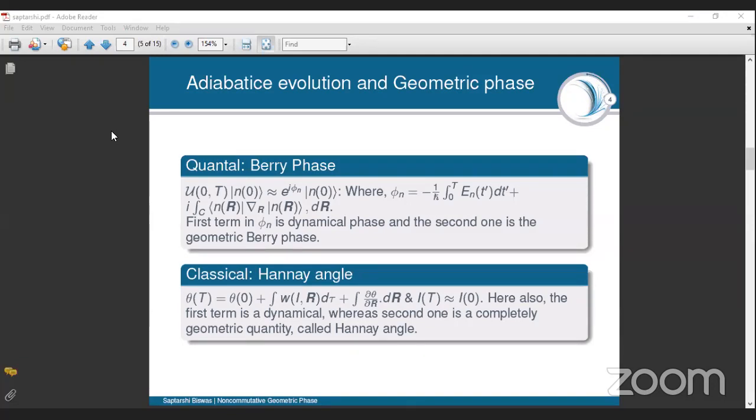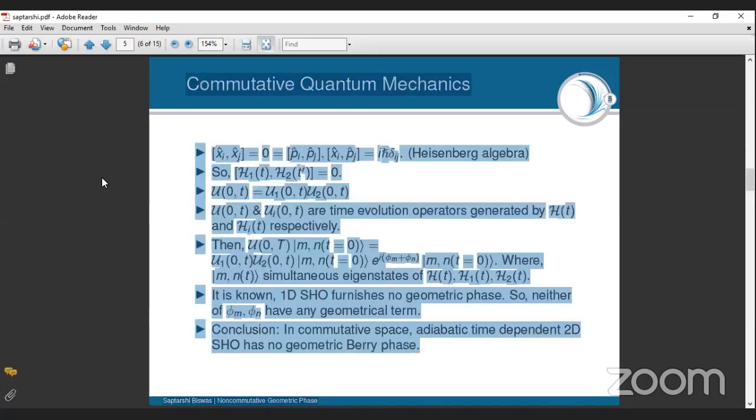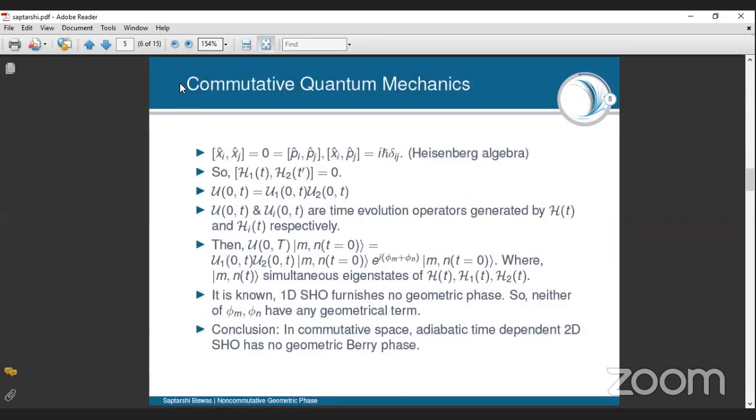Of which one is the dynamical part and another is the geometric part. So, next slide. Yeah. In ordinary quantum mechanics, if we study the two-dimensional harmonic oscillator, there won't be any geometric phase, only the dynamical phase will be there.